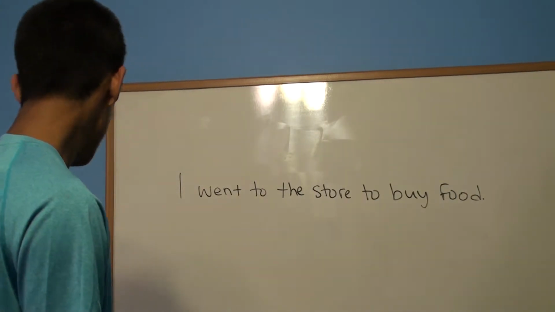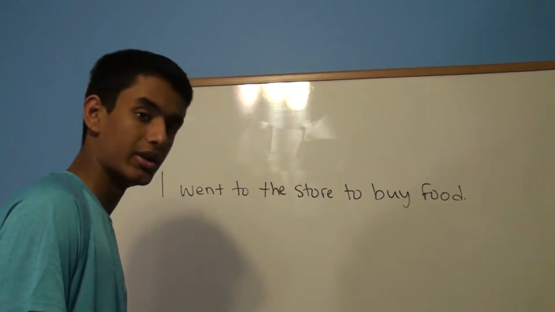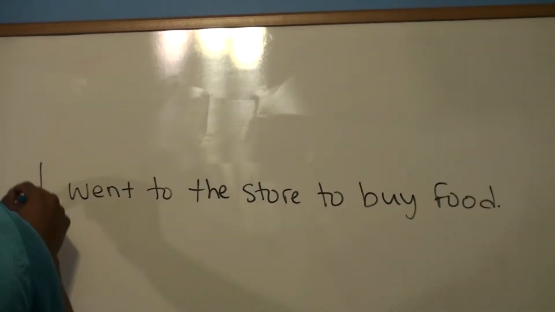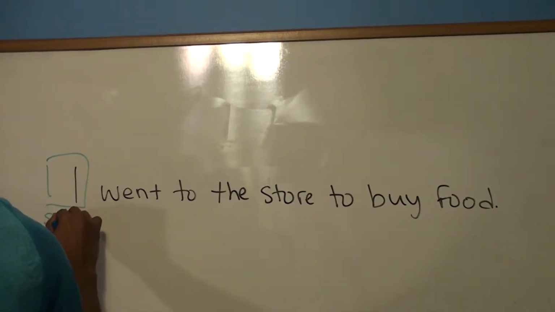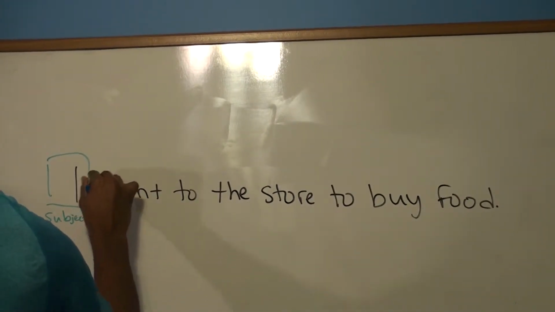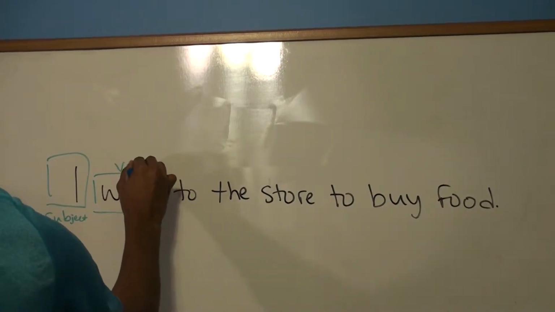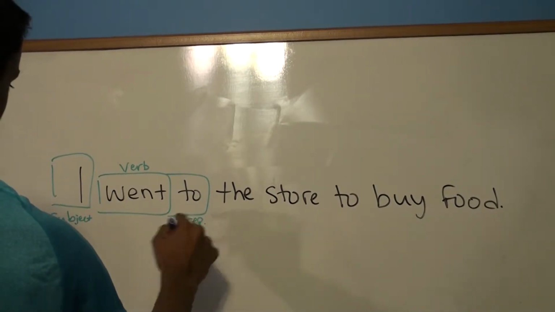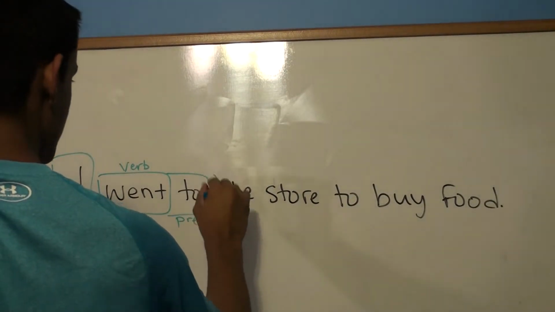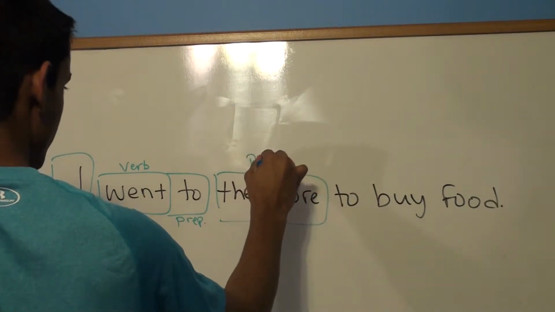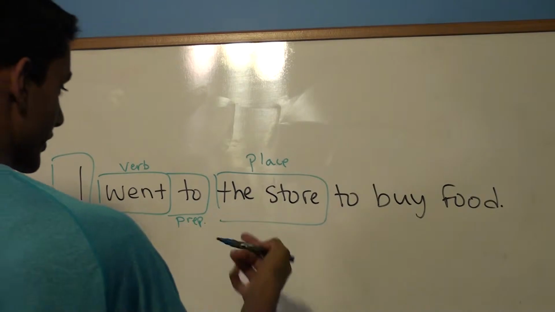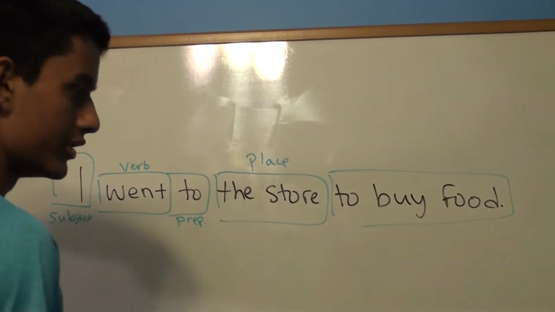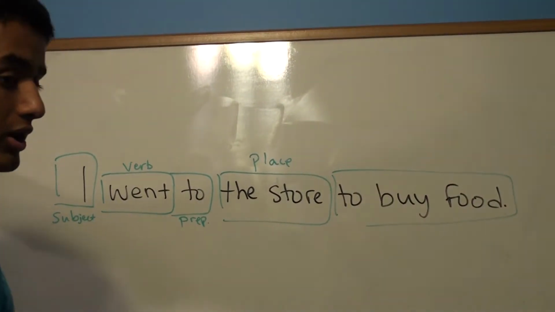So the first step in this substitution is understanding the different parts of the sentence that you're dealing with. Here we have I, which is the subject. And here we have went, which is the verb. And then to kind of goes with went, but it's a preposition, actually the verb. And then the store. The store is the place that you're going to. That's really a noun, but it's the place. And then you have to buy food, which is the purpose. It's why you're going to the place that you're going to.